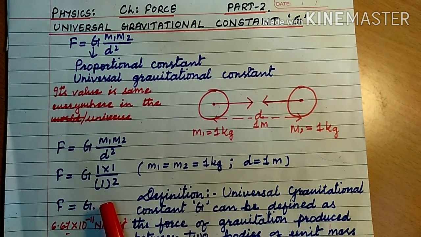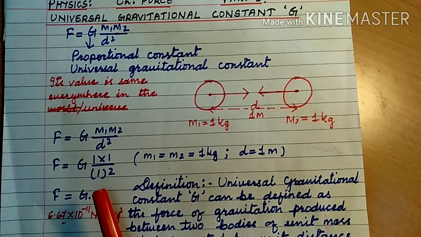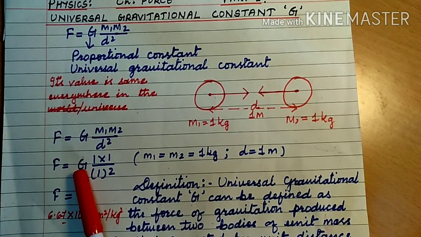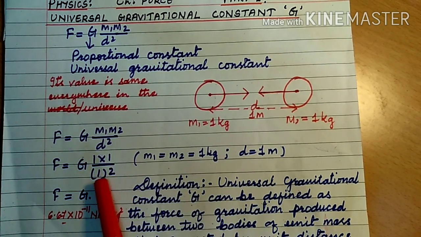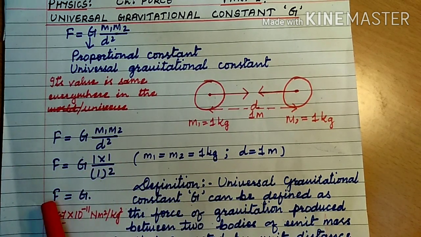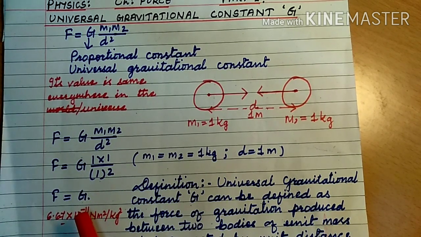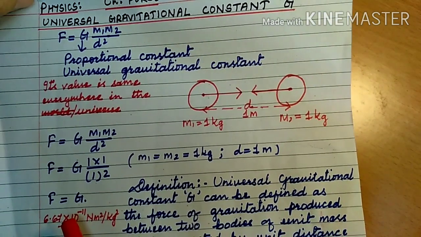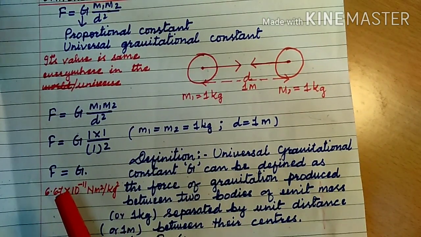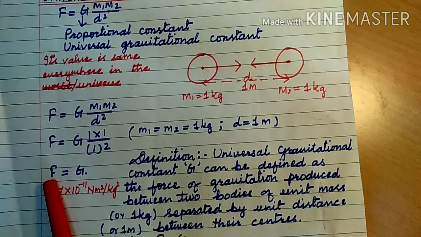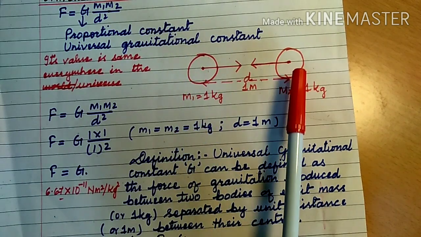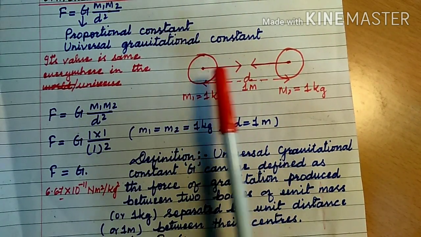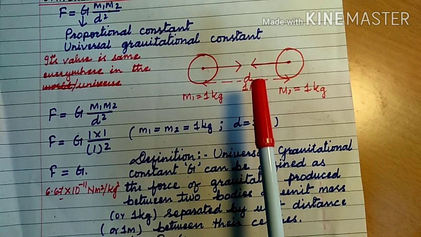Now after calculation, how much do we get? So G, 1 into 1 is 1, and 1 squared is 1. So 1 into G, G. This way F equal to G. Finally we found the force is equal to G. That means this capital G, the universal gravitational constant, is equal to the force when two bodies of 1 kg mass each are separated by 1 meter distance.